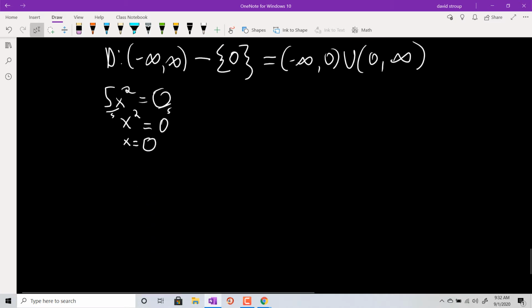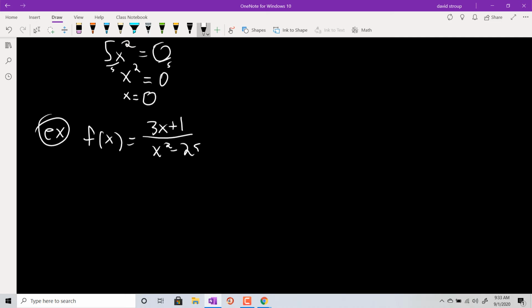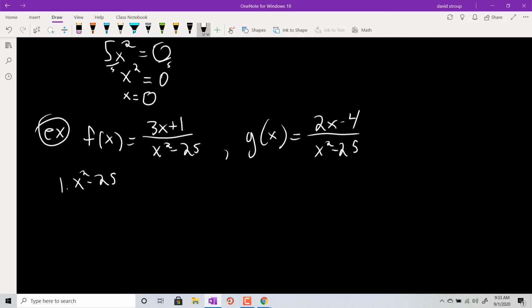Okay, let's look at a harder one, right? We don't want to send you out into the unknown without proper tools. So here's f of x equaling 3x plus 1 all over x squared minus 25, and then g of x is equal to 2x minus 4 all over x squared minus 25. Okay, so first let's get the domains of each. And it seems they probably have the same domain, right?